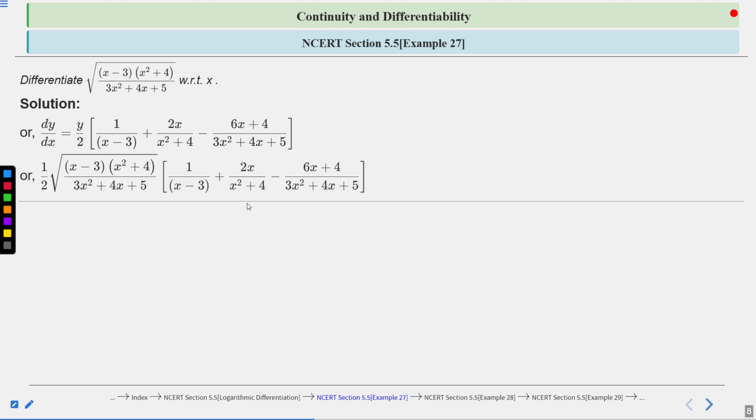Clear? Or dy/dx = 1/2 root over (x minus 3)(x square plus 4) upon (3x square plus 4x plus 5) into [1/(x minus 3) plus 2x/(x square plus 4) minus (6x plus 4)/(3x square plus 4x plus 5)], right? We have basically substituted y because we need to find the value of dy/dx in terms of x. This was y. Clear? So we have now substituted the value of y here, okay? So this will be our required answer, right?